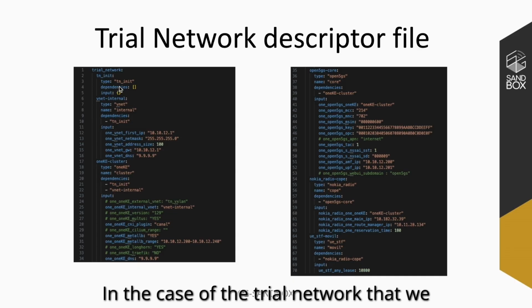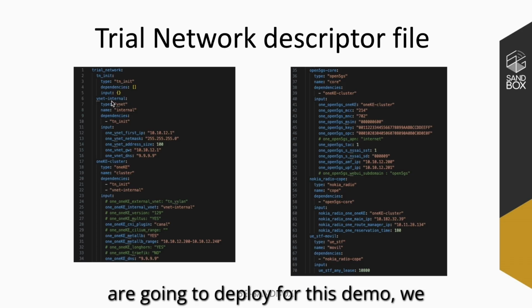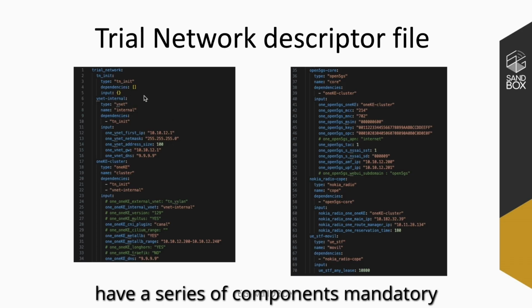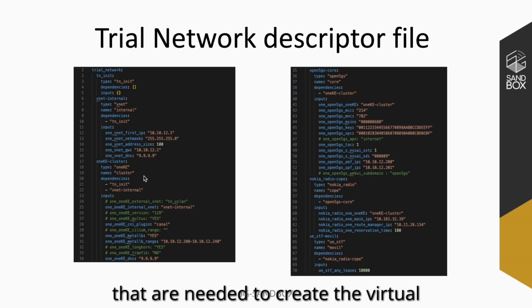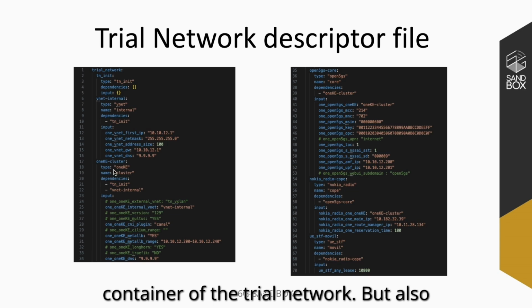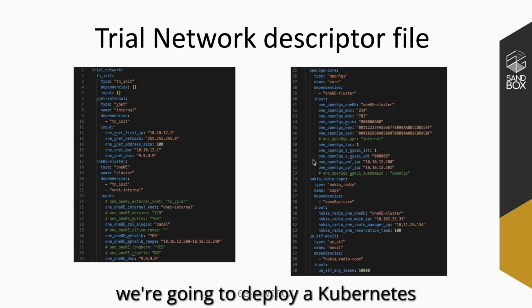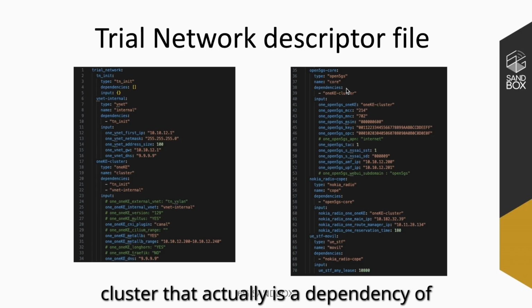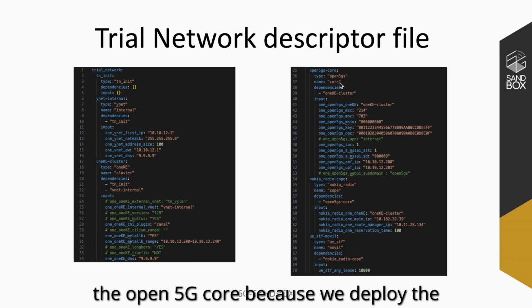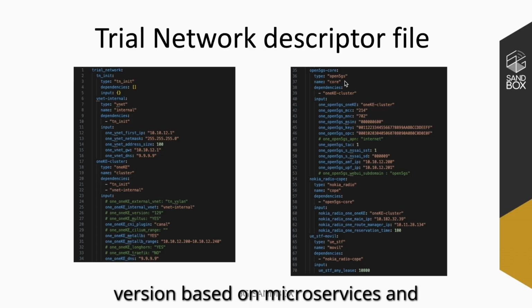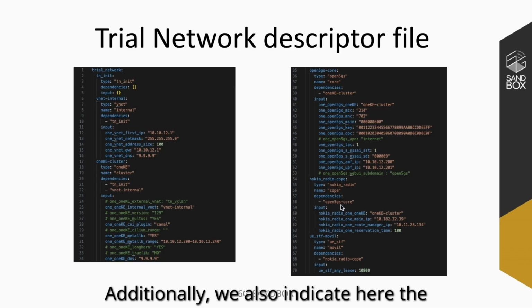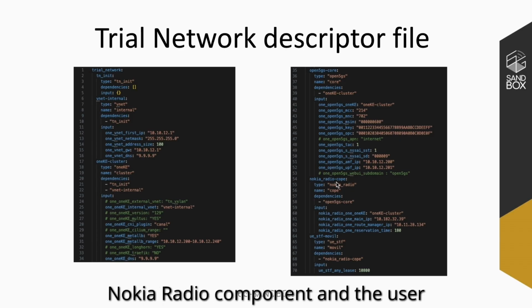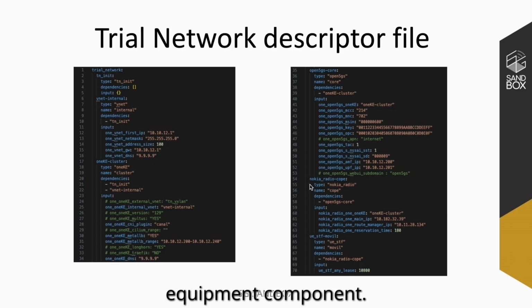In the case of the trial network that we are going to deploy for this demo, we have a series of mandatory components such as the TN init and the virtual net, which are needed to create the virtual container of the trial network. But we are also going to deploy a Kubernetes cluster, which is a dependency of the Open5G core, because we deploy the version based on microservices and compatible with the cloud-native model. Additionally, we also indicate here the Nokia radio component and the user equipment component.